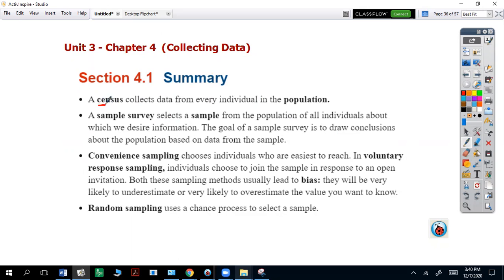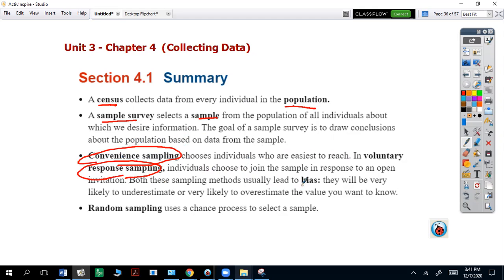So we'll talk about census, that's collecting data from every member of the population. A sample survey selects a sample from the population of all individuals from which we desire information. We want to draw conclusions about the population. Convenience sampling chooses individuals who are easiest to reach. Voluntary response sampling, individuals choose to join the sample in response to an open invitation.